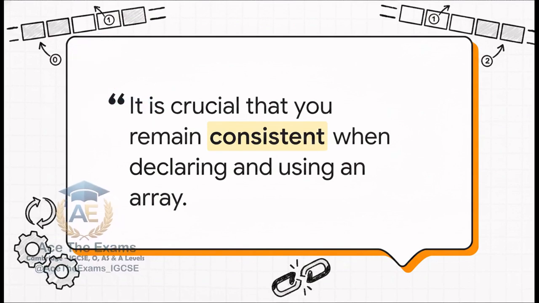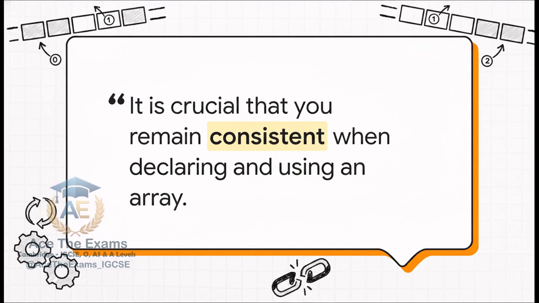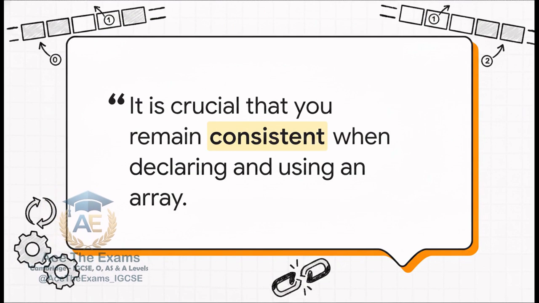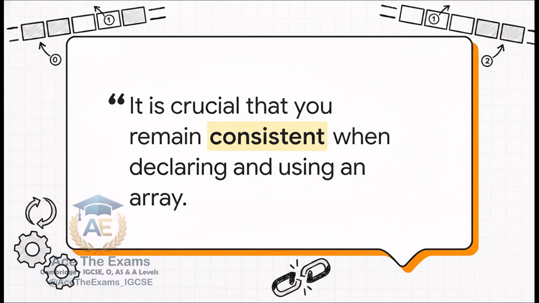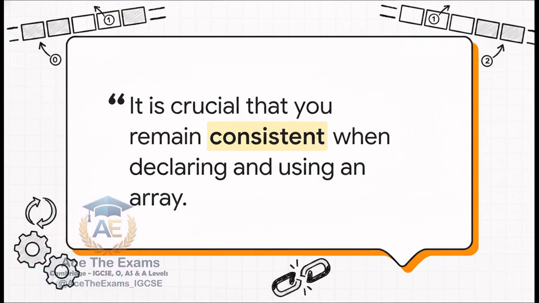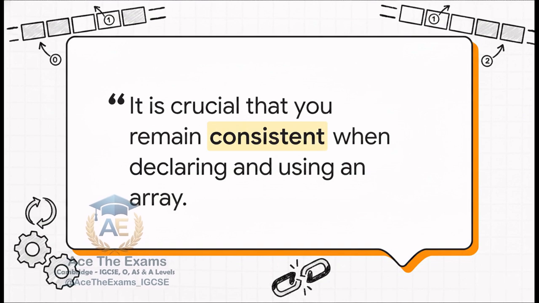Quote, "It is crucial that you remain consistent when declaring and using an array." Why does this matter so much? Well, let's say you set up an array using zero-based indexing, but later in your code, you write a loop that starts counting at 1 to read that data. That is a very common pitfall. If you do that, your program will completely skip the very first item at index 0.